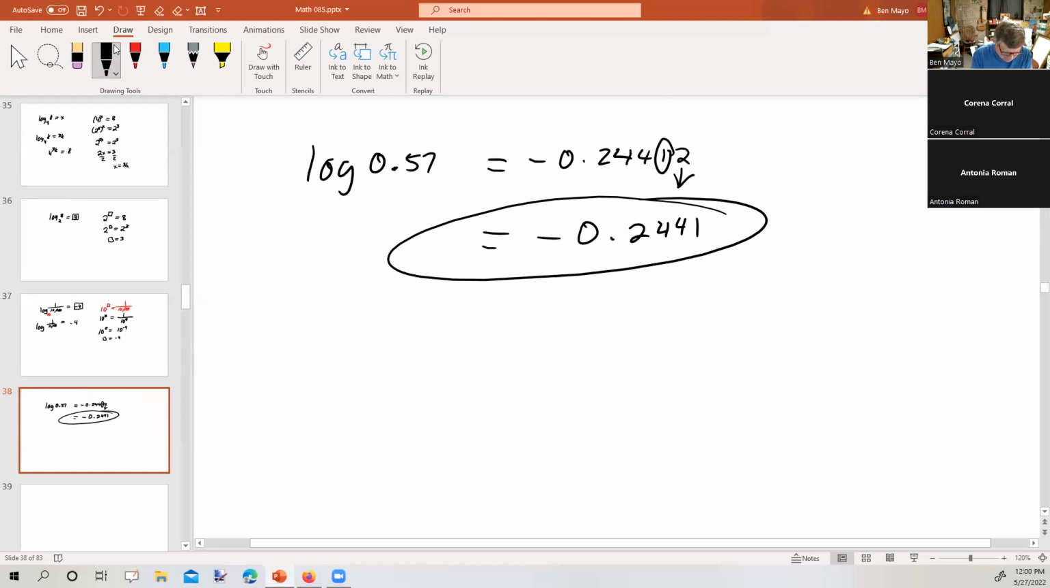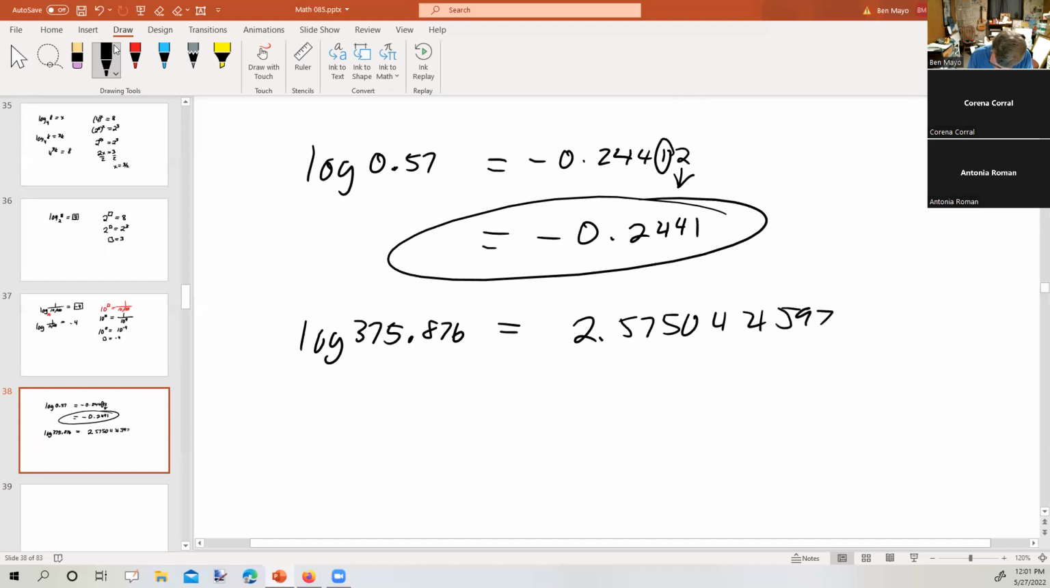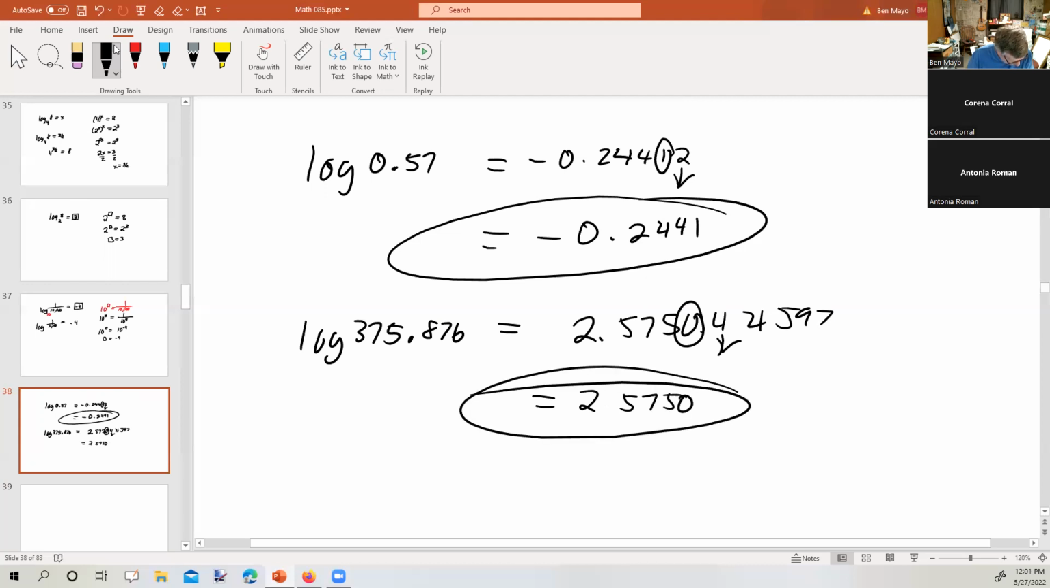Yes. Okay, let's do log of 375.876. So log of 375.876. I'm getting 2.575044597. There's 4 places, the 4 rounds down, so 2.5750. All right with that?